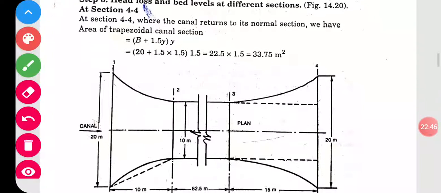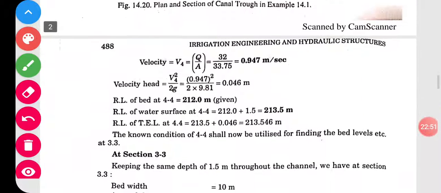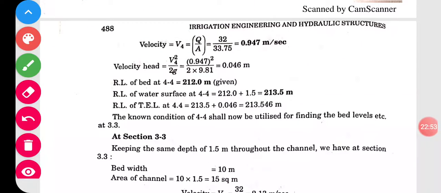Now after this, you have the area. After getting the area, you have to go for velocity. So this is the equation. V4 means velocity at section 4. Velocity at section 4 is Q upon A. What is Q? 32, Qmax, that is given, and 33.75 is calculated. So 32 divided by 33.75, you will get 0.947. That is the velocity at section 4.